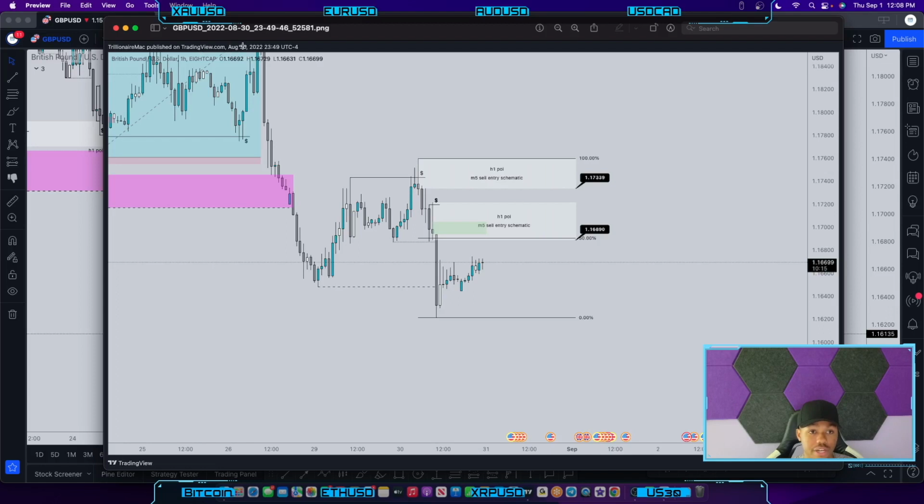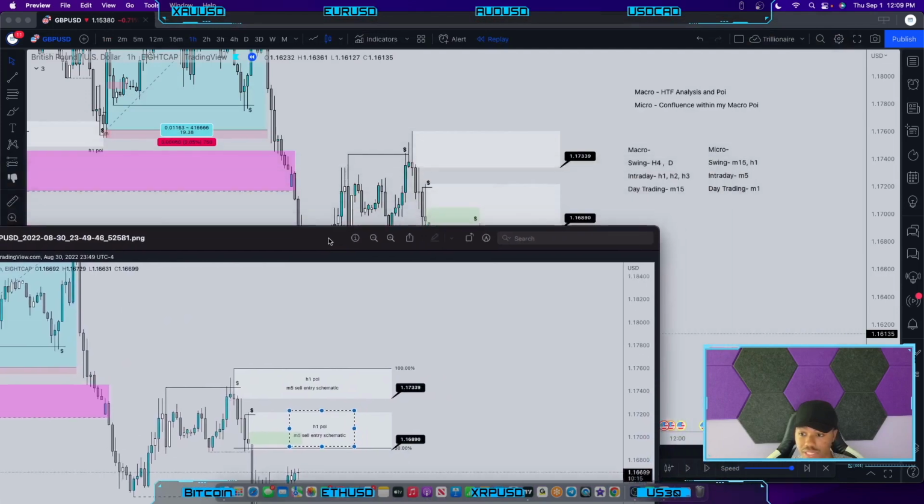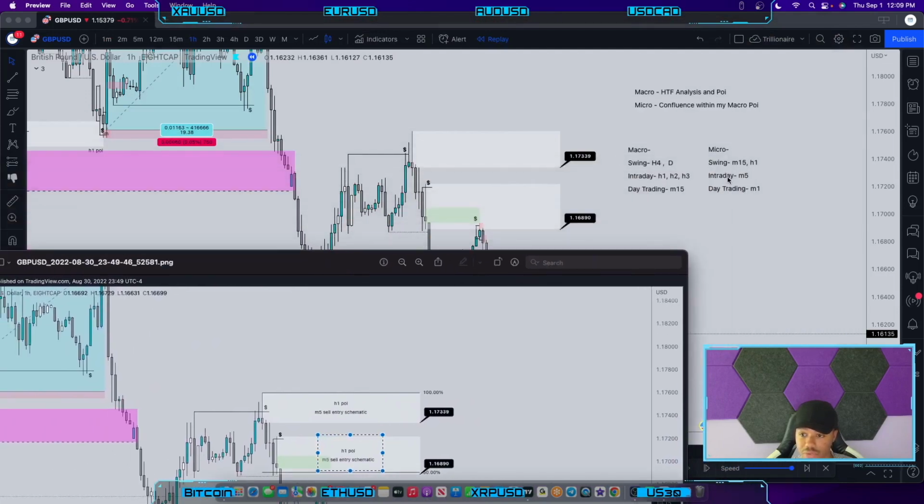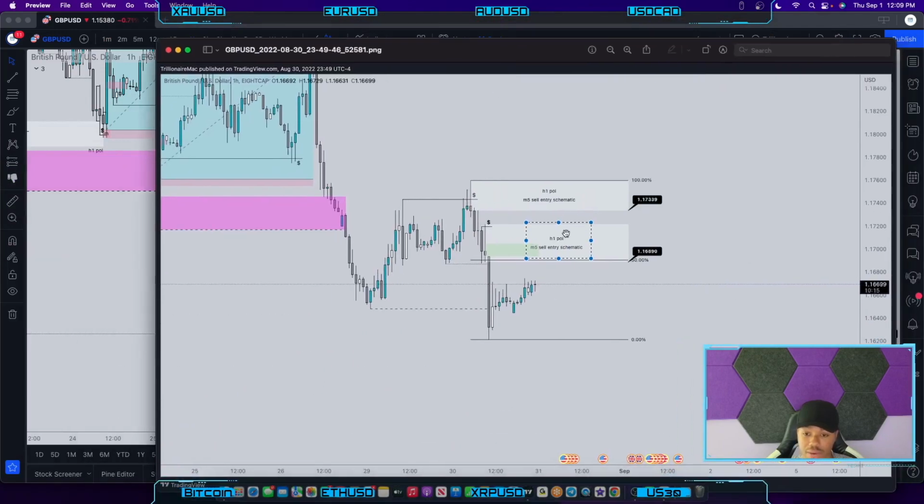It was published on August 30th at 23:49, which is 11:49 p.m. As you can see, price was right here within this area, and I told my students that this was an H1 POI. I wanted to see my entry take place on the M5 time frame. As you can see here, intraday H1, we're going to look for a micro entry on the M5. And we had 2 points of interest here.